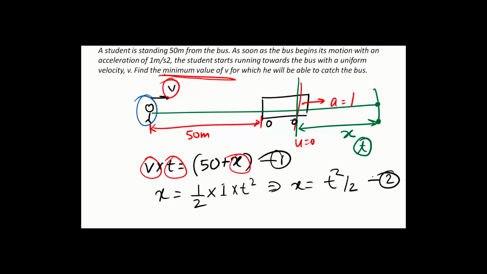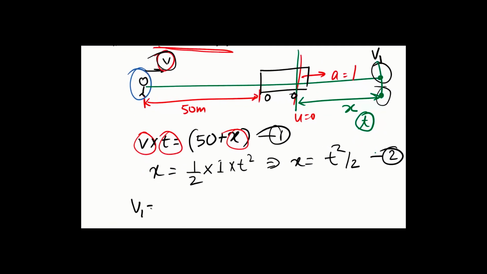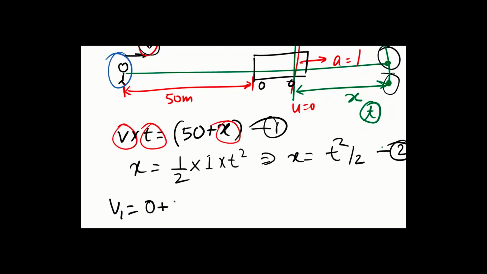This tells me that if, at the point of meeting, the bus travels with more velocity than the boy, then the boy will not be able to catch the bus, because the bus is accelerating. It will continue to increase its velocity, but the boy will not be able to. Hence we got our third equation, that the final velocity of the bus must be equal to the velocity of the boy, which is the same as the initial velocity of the boy. So let's say the bus's final velocity was v1, so v1 equals the initial velocity of the bus, which is 0, plus acceleration, that is 1, into t, and that must be equal to the velocity of the boy. So this gives us our third equation, that v equals t.